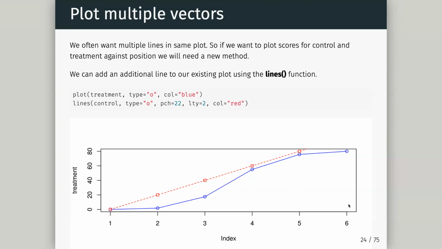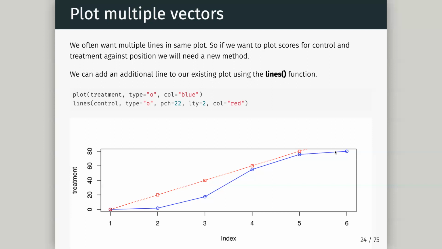So we're going to have the same number of positions along this axis, right? So I can do plot treatment, and I can say type equals O, color equals blue. And I get my plot. Great. And the blue line looks good. Everything's in. So now I can add to this plot, following our pen and paper model.